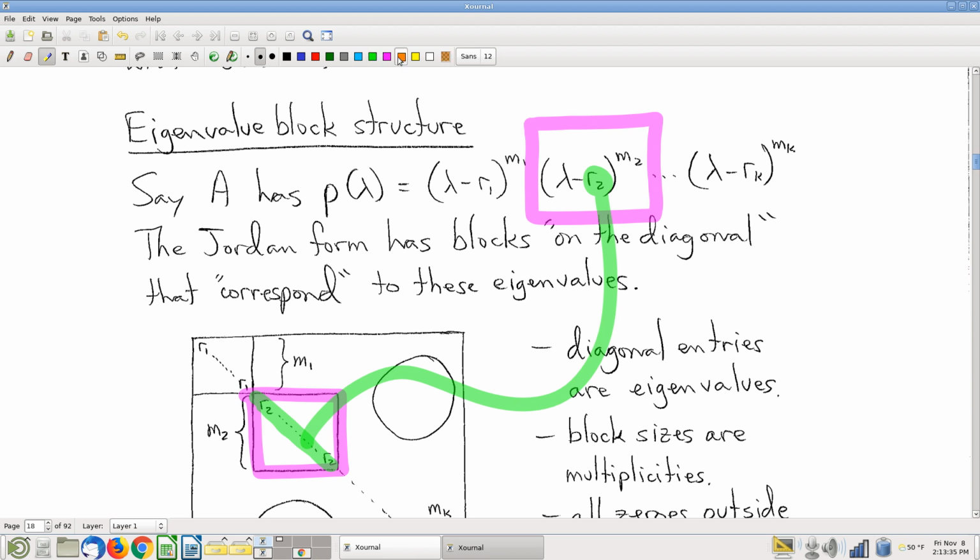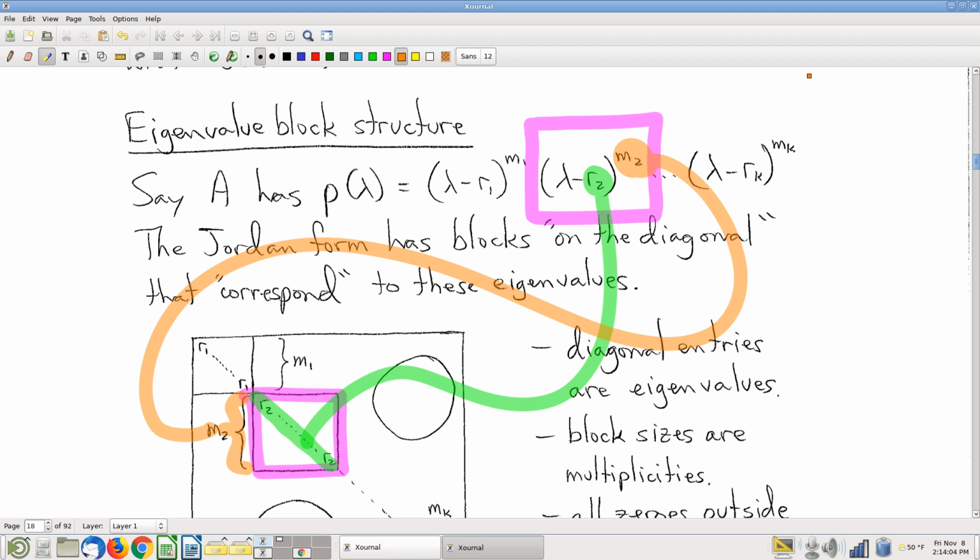And the size, or you might say the dimension of that block, is the multiplicity in that factor, or the multiplicity of that eigenvalue. Again, mysterious and deep fact that's true for reasons that we're just not going to be able to talk about. Sorry. Okay, but nevertheless, important to retain. So make sure to be aware of these two observations.